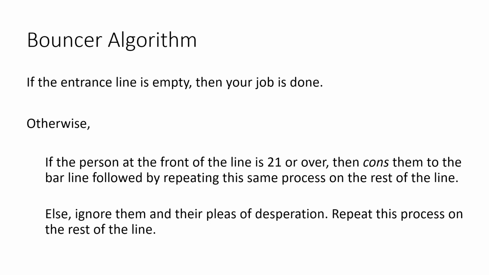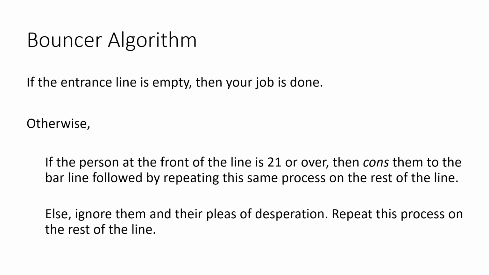If that person is not 21, no matter what they say to you, send them somewhere else, right? Send them to Rams. I don't know. Repeat this process on the rest of the line. All right? So we need to process the whole line, whether or not someone is 21 or under. Either of those cases, we still need to continue processing the rest of the line. It's not like the first person who's not 21, we're going to stop letting anyone else in after that. So we're going to apply this process recursively to the rest of the line no matter what.